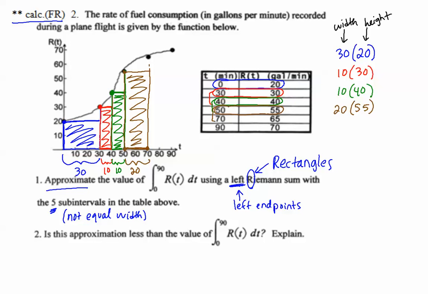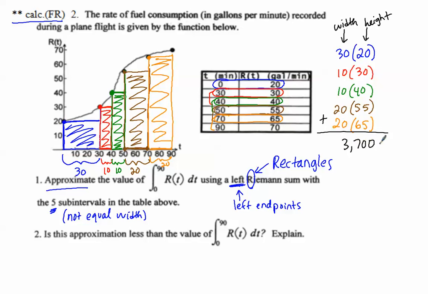And finally, the last subinterval, 70 to 90. 70 to 90, again, that's 20 units wide, going up on the left side, across and then down for our rectangle. And that height is 65, so 20 times 65. So we're going to add up all of those just to get a cleaner answer. 3,700, what will our units be?